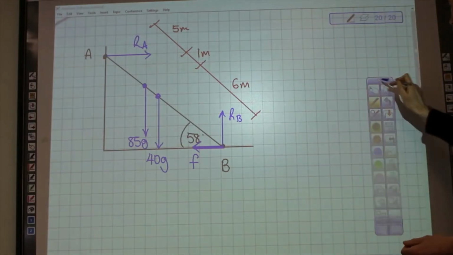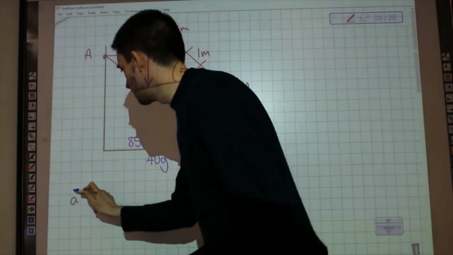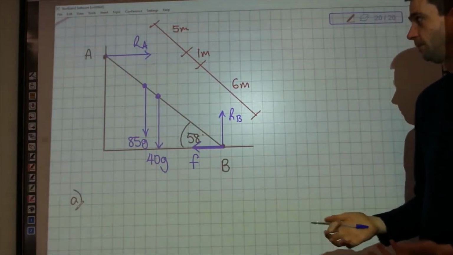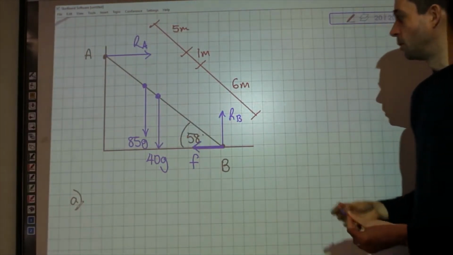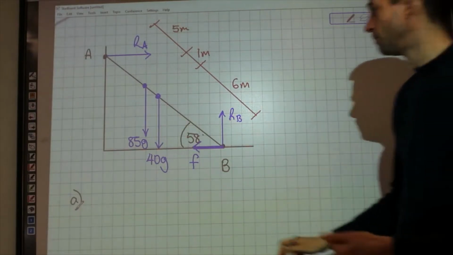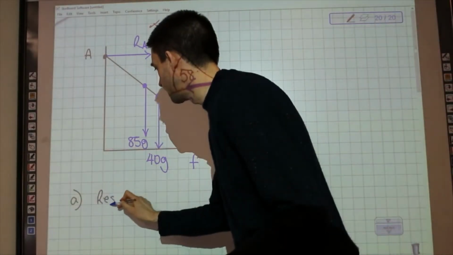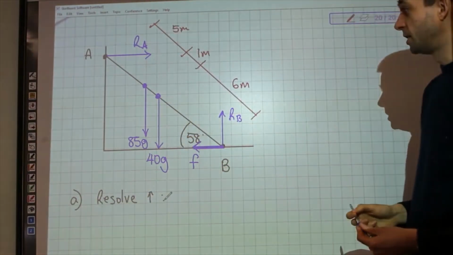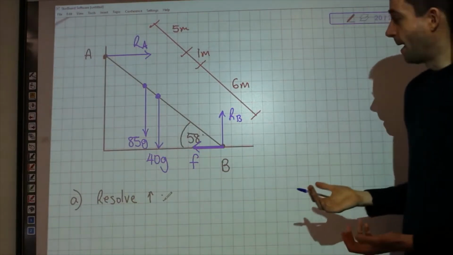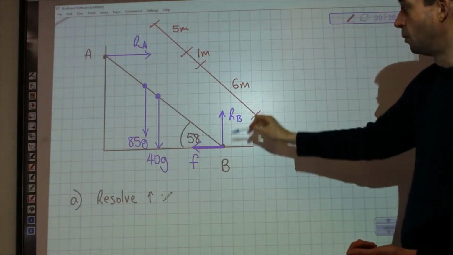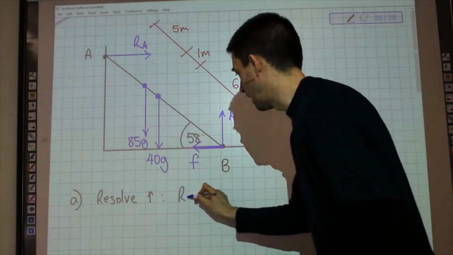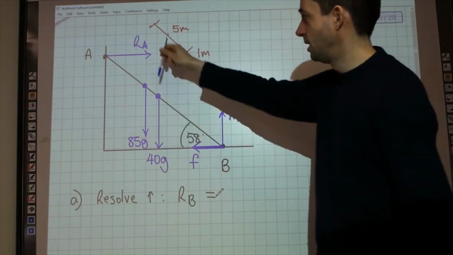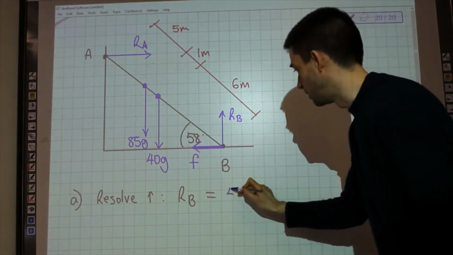Remember that we always have three things that we do: we do moments, we resolve vertically, and we resolve horizontally. Let's look at what's happening vertically first of all. If I resolve vertically, I can see that this is actually quite nice. The only force acting upwards is the reaction at B, and the two forces acting downwards are the weight of the ladder and the weight of the man standing on the ladder.